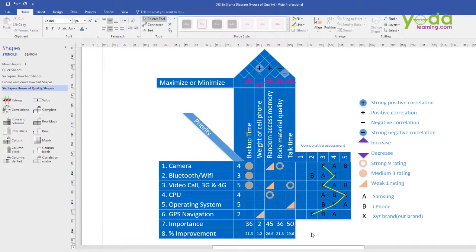I hope this was a value-added video. Please do practice this, and remember this is an important and widely used diagram in companies where there is quality control.